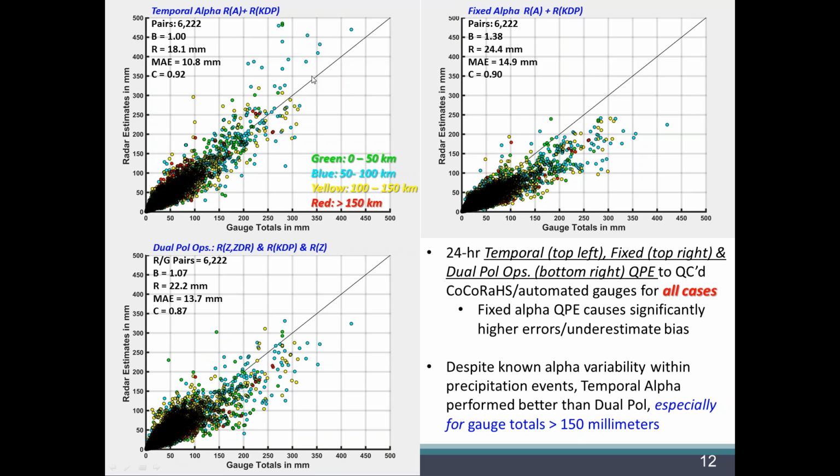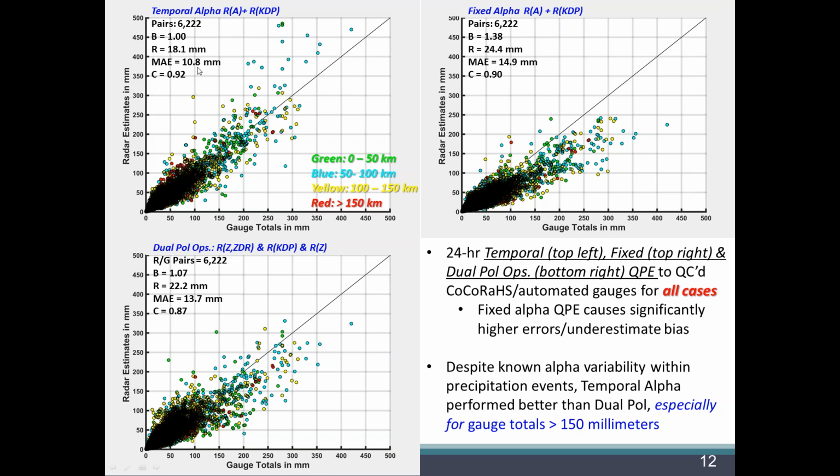What you can do is look at the scatter plots between the temporal alpha and the dual pol operational data, and look at the gauge totals greater than 150 millimeters. What you see there is more of an underestimate for the dual pol data in that gauge total range than what you see typically for the temporal alpha. Also, if you look carefully, you'll notice there's overall more scatter with the dual pol operational data as compared to the temporal alpha data.